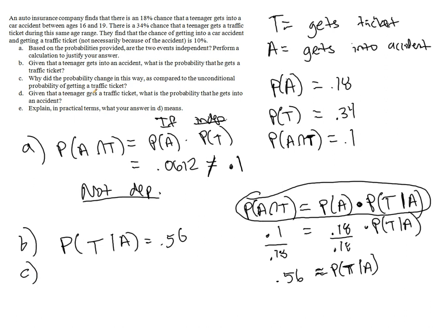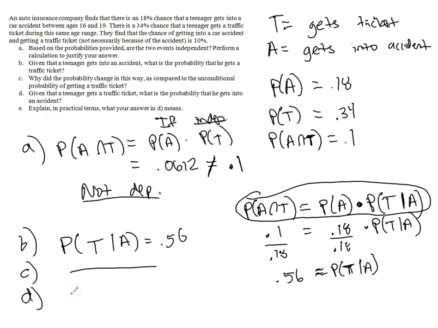Why did the probability change in this way as compared to the unconditional probability of getting a traffic ticket? Remember, the probability of a traffic ticket is 34%. But given that you've been in an accident, the probability of getting a ticket goes up a little bit. Maybe you're at fault. I'll leave that blank, I'll let you fill that in. But it's because we probably think the events are dependent on one another.